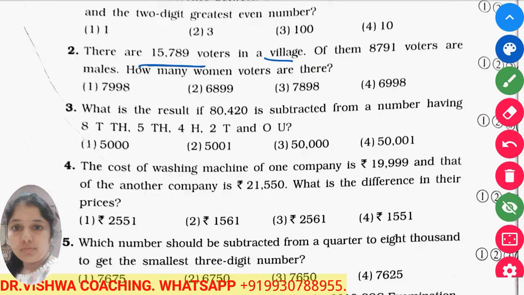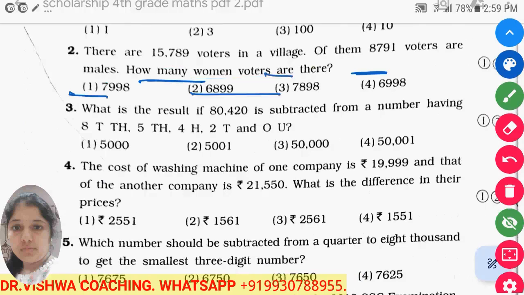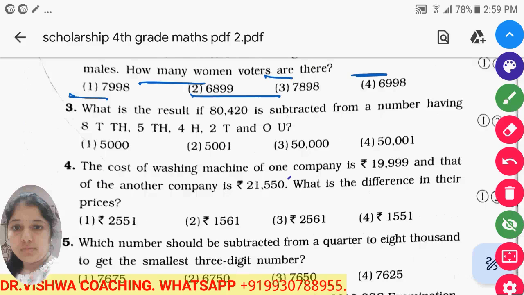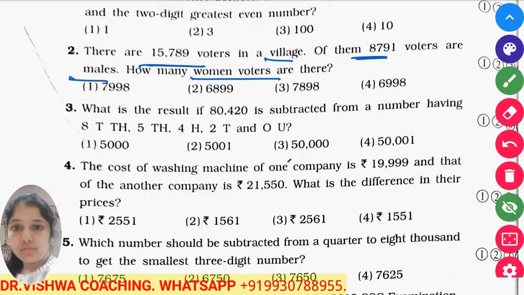There are 15,789 voters in a village. Out of them, 8,791 voters are males. How many women voters are there? What will you do here? You just have to subtract the number of male voters from the number of total voters and you will get the count of female voters. Okay, so subtract this 8791 from this 15,789 and you will get your answer.